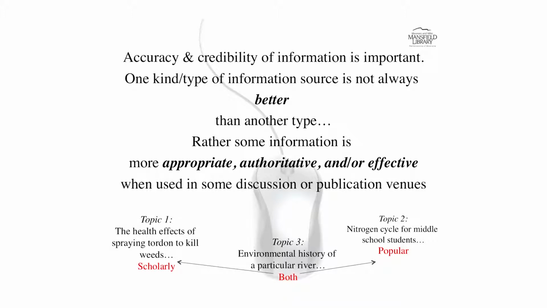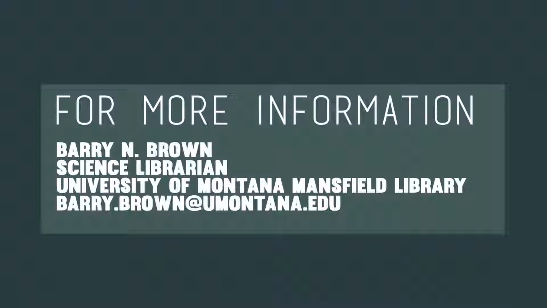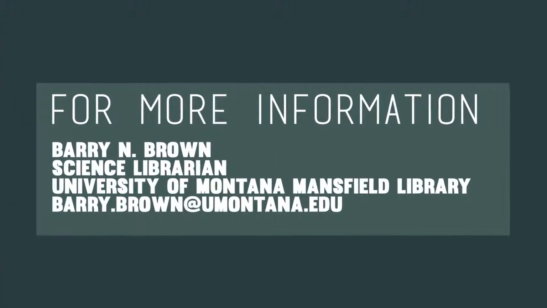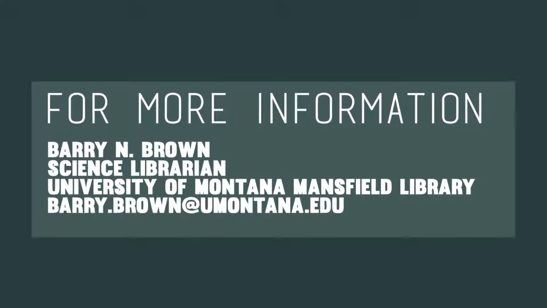Maybe something like Newsweek, maybe something like the Tuesday edition, the New York Times, the science section. Another example, if I want to do the environmental history of a particular river, I would want both kinds of information sources, both scholarly and popular, as long as they're credible and accurate. I'm going to integrate both of those for something like that.